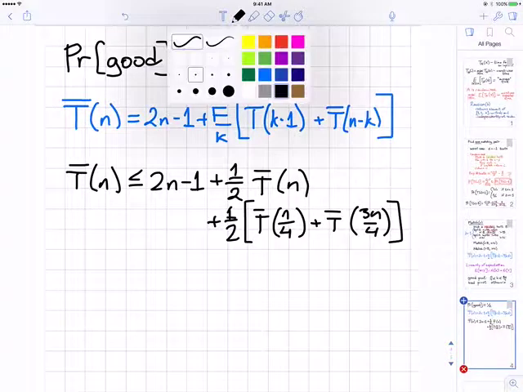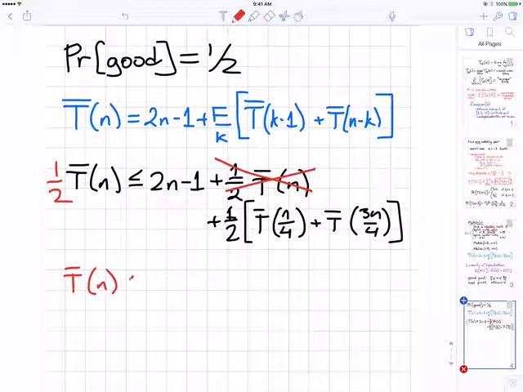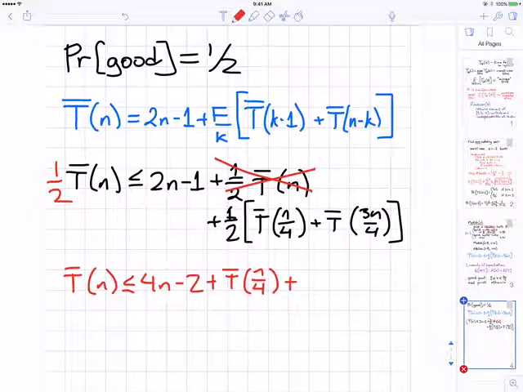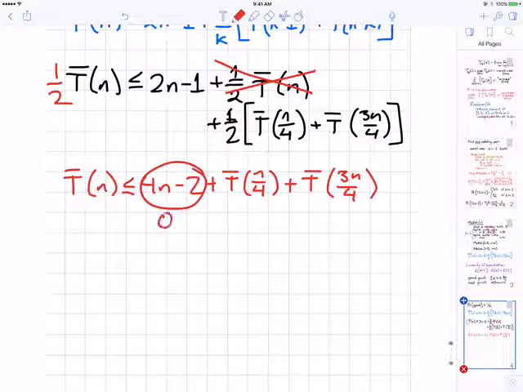Fortunately, I can do some math. Actually, that half bothers me a little bit, so let me write this down somewhat differently: 4n minus 2 plus t bar of n over 4 plus t bar of 3n over 4. And now, this is big O of n.